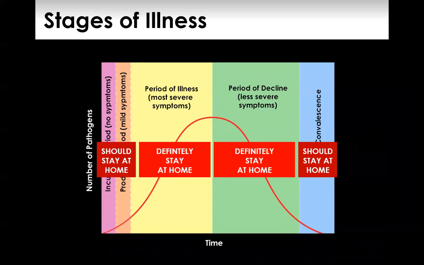Okay, so I like this chart because it tells us, okay, this is what should happen when the patient is in that incubation period and also the prodromal phase. They need to stay home. They need to stay away from other people. Okay, when they have their symptoms of being most severe, this is their period of illness. They definitely need to stay home. If they're not 100%, even though those symptoms are less severe, they should stay home. And during the period of convalescence, when they're almost 100%, they should stay home as well.